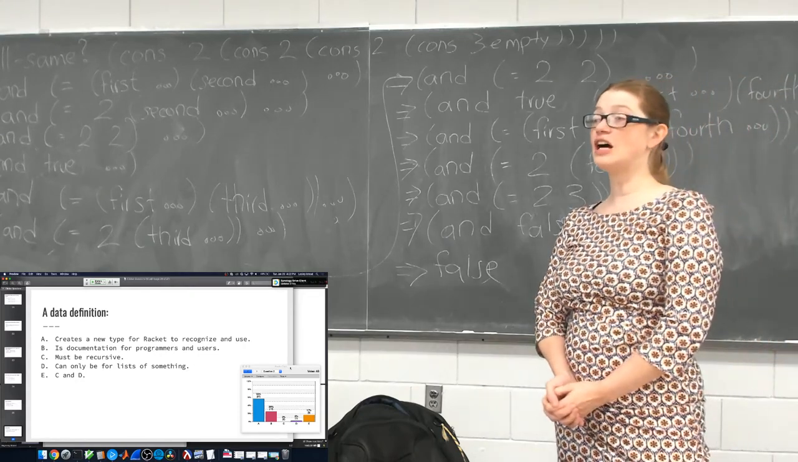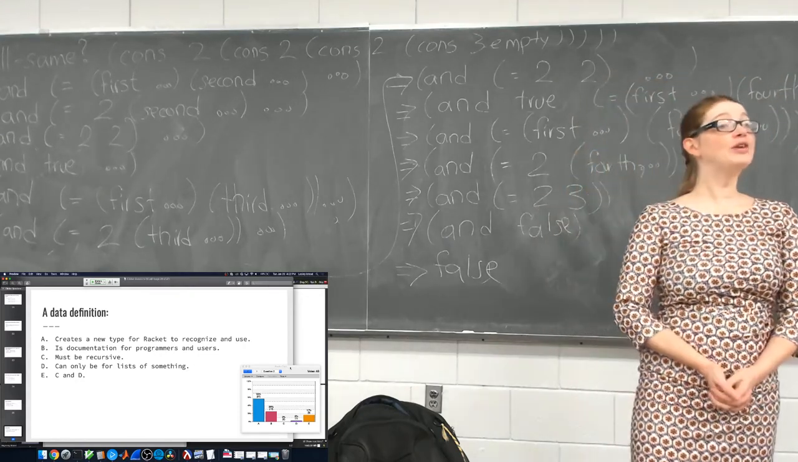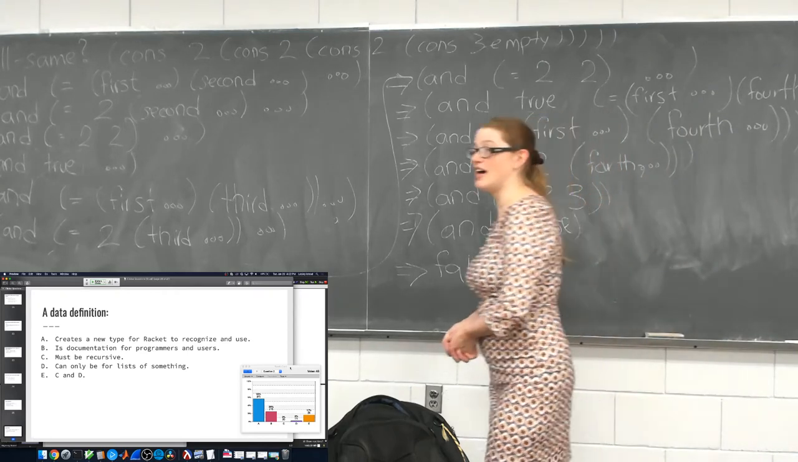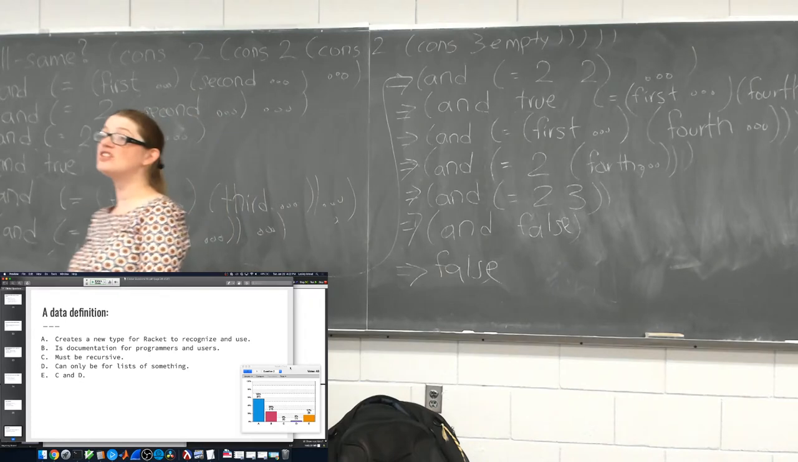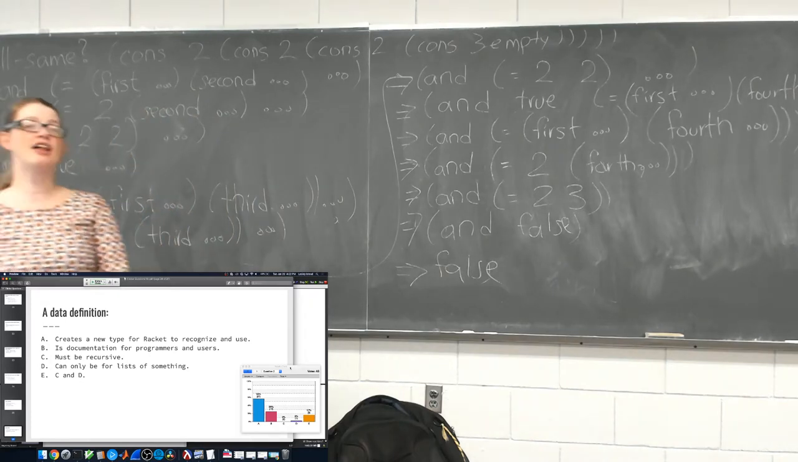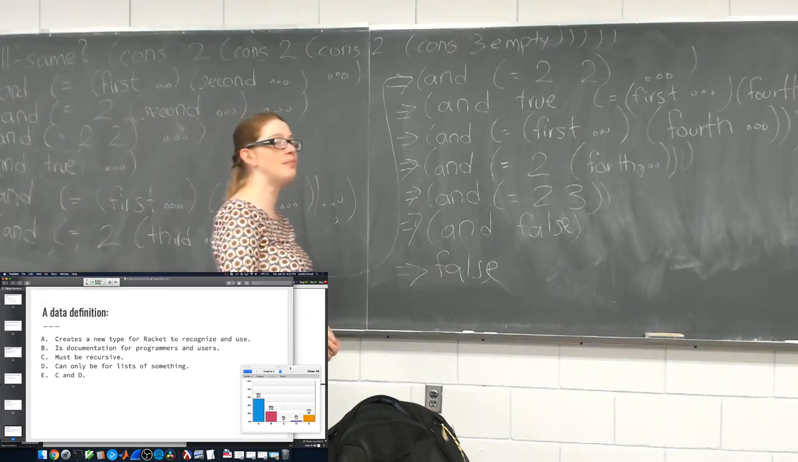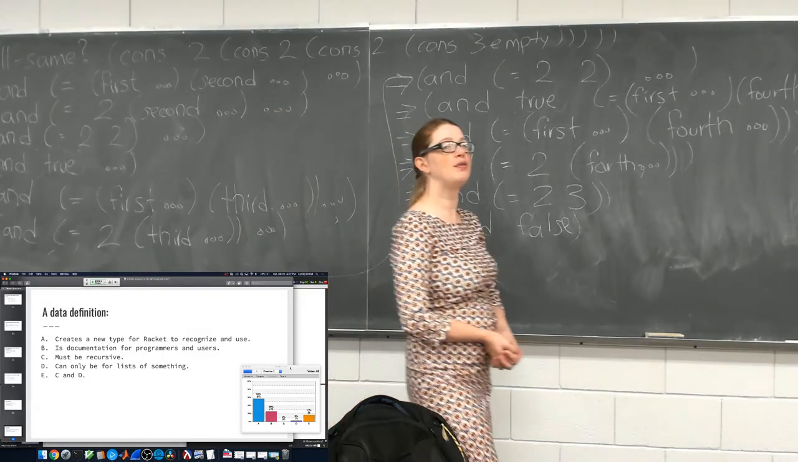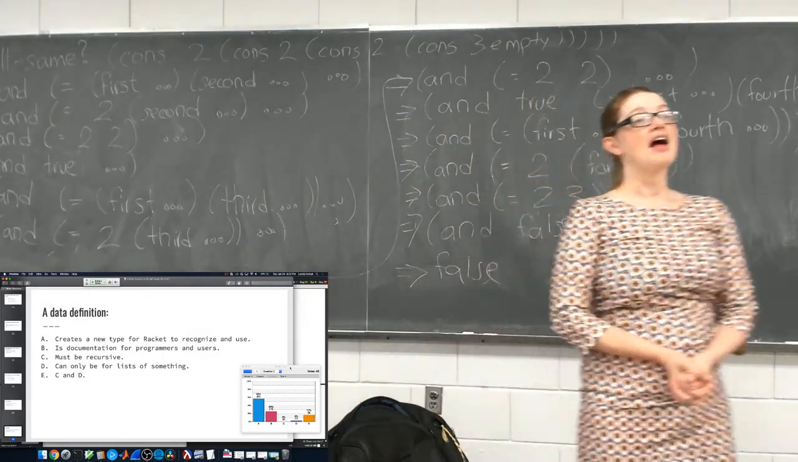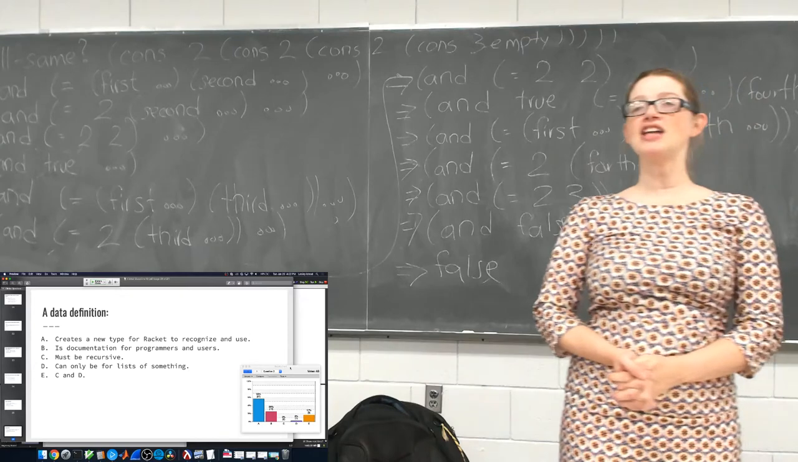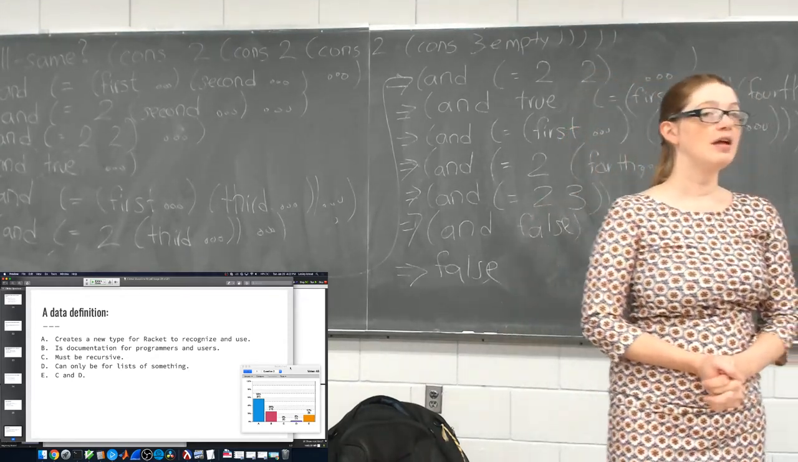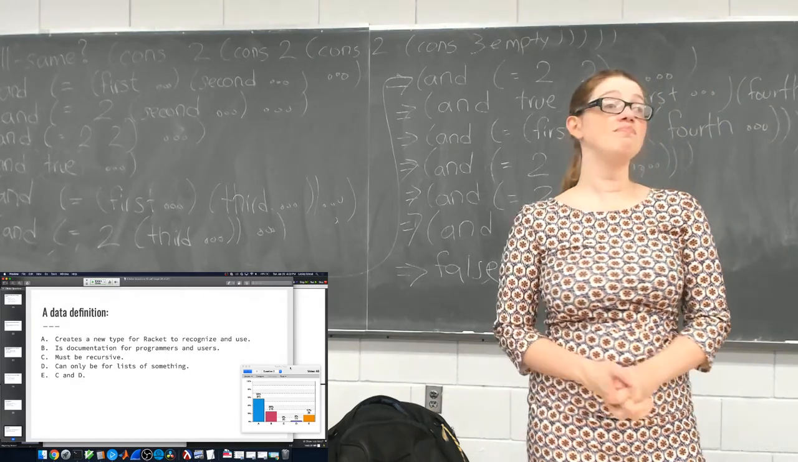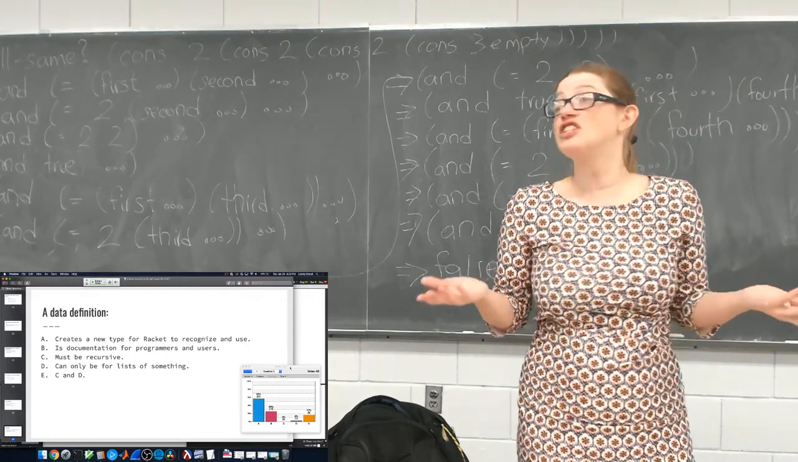Data definitions are for you. We created two data definitions in the last class. We created a data definition for a card. We said a card is a two-element list where the first element is a symbol and the second element is a natural number between 1 and 13. That did not create a magical card type that Racket can now use and understand. According to Racket, that function still operates on a list.